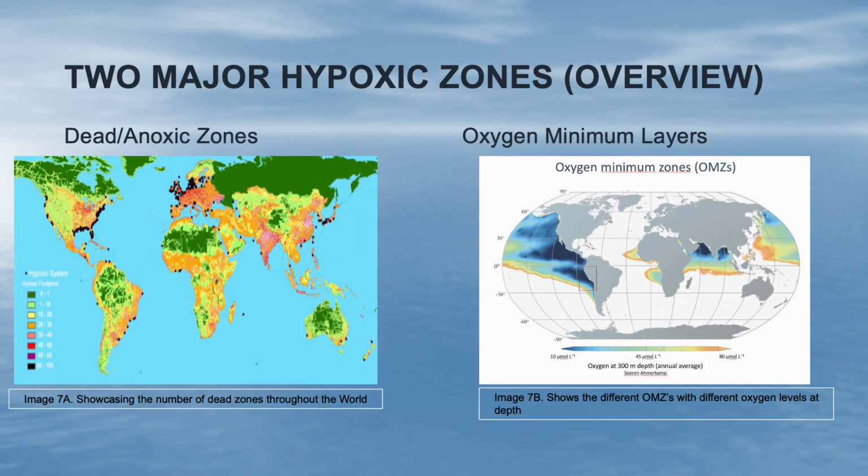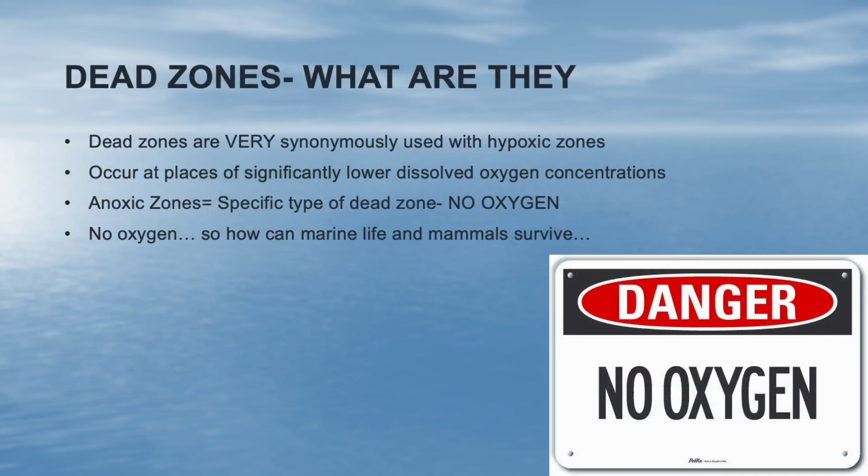So these are the two hypoxic zones as seen in 7a, dead and anoxic zones. It shows the amount of dead and anoxic zones that are seen throughout the world, and we can see there's so many of them. Same with oxygen minimum layers, as there's so many throughout the world, specifically concentrated in the Pacific and in the Bay of Bengal in India. So now dead zones. What are they?